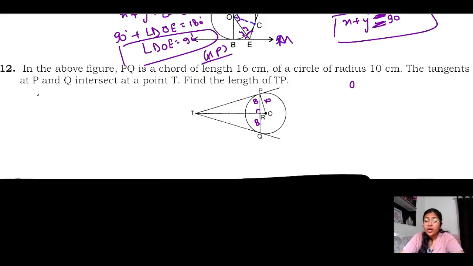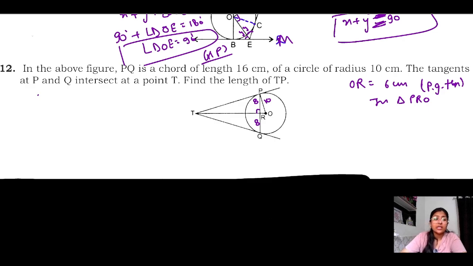Can you find out OR? OR will be 6 centimeters with the help of Pythagoras theorem in triangle PRO. PRO is a right angle triangle, so two sides are given. We need to find out the third side. So we can apply the Pythagoras theorem to find out the third side. So OR will be 6 centimeters.